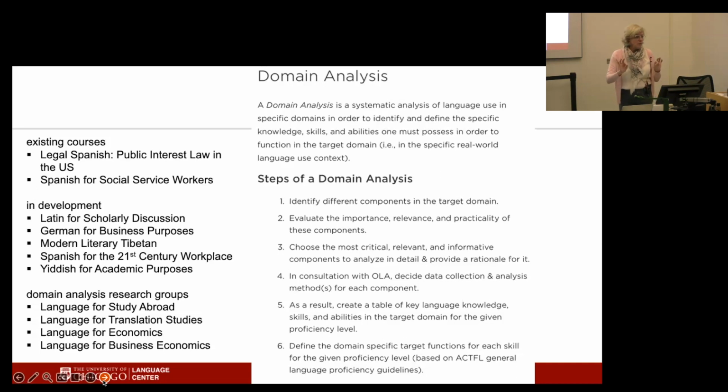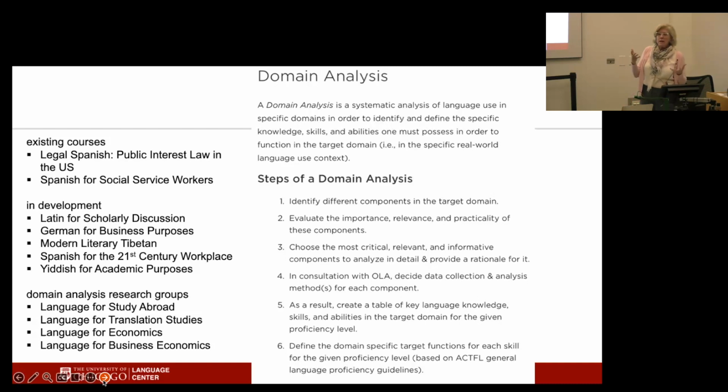What she found was that using Spanish in the human rights legal area does not need writing. So she didn't need to have writing as a component of her course. She could pull all that writing out. They don't write in Spanish in that work.